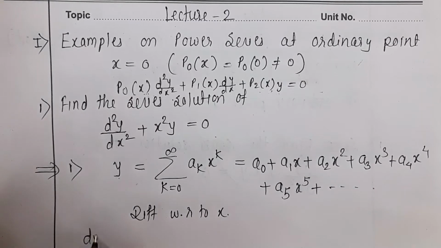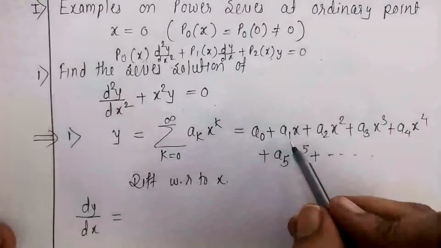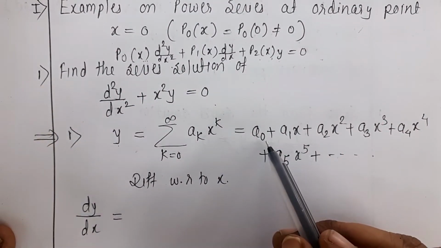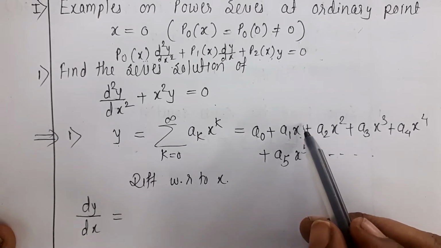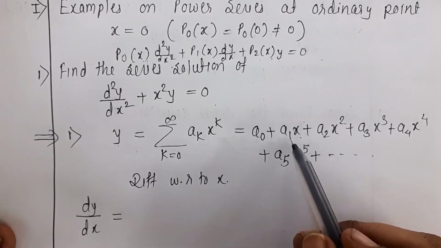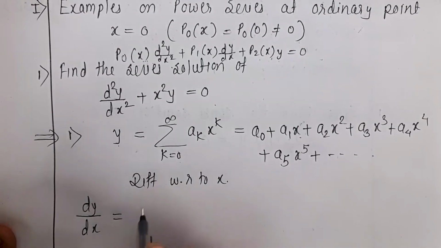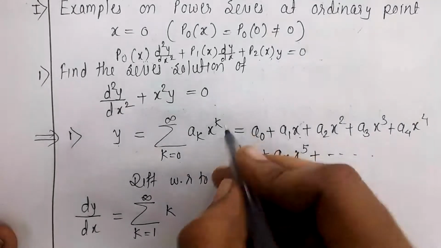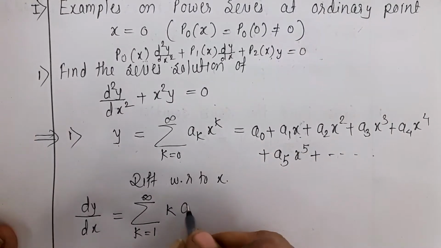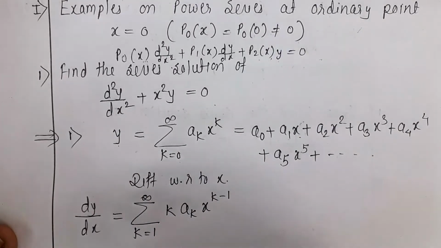So what is dy/dx? First we are going to find the derivative of this term. The derivative of a0 is 0, the derivative of a1 x is a1. So it starts from x to the power 1, which means it starts from k = 1 to infinity. So this series starts with summation from k = 1 to infinity. The derivative of x^k is k, ak as it is, x to the power k minus 1.